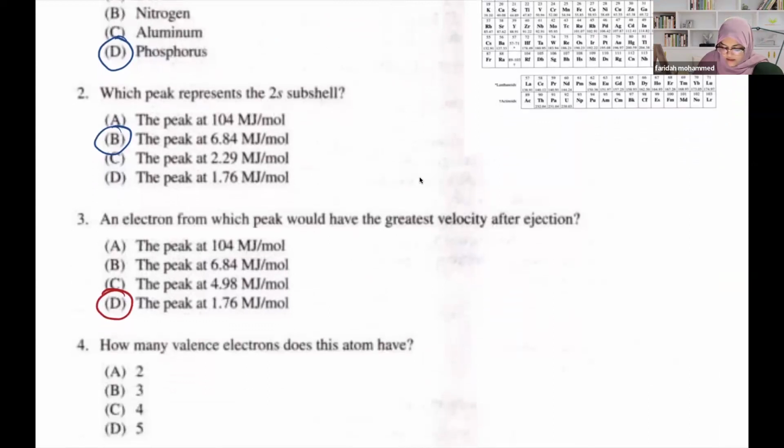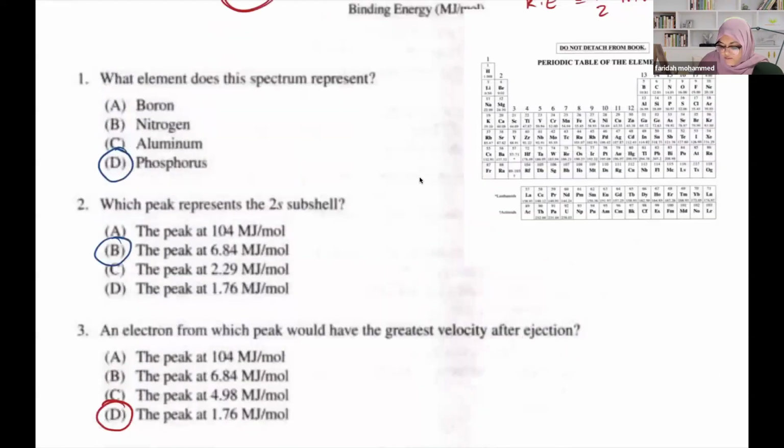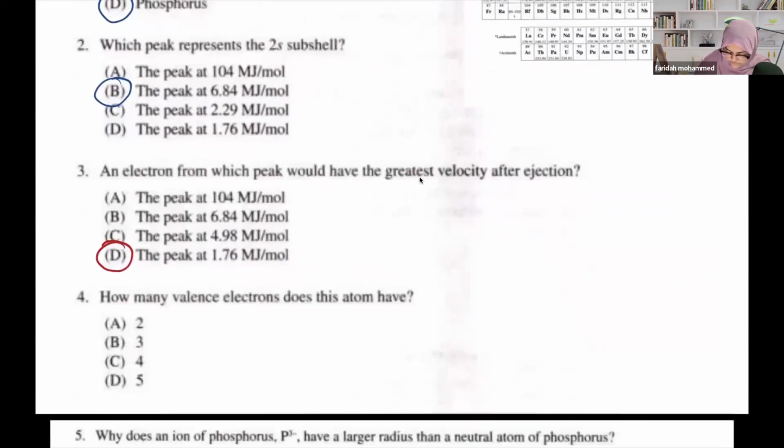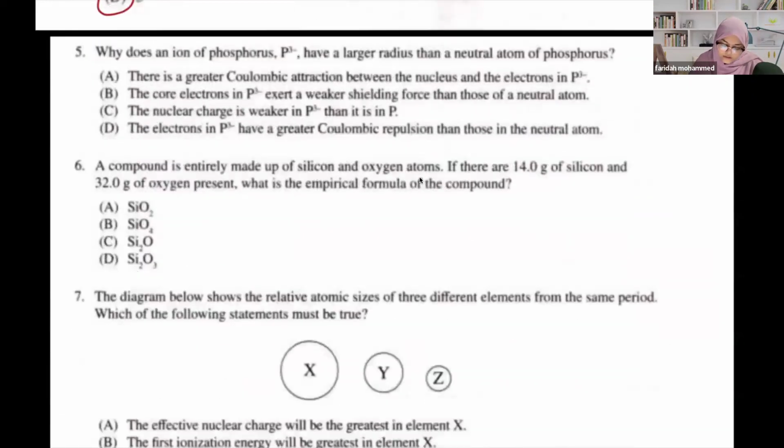How many valence electrons does this atom have? Well, we already figured out what kind of atom it has. So the valence electron would be the outermost shell. So the outermost shell is 3, right? The third principal quantum number. So 2 plus 3 is going to give us 5. Okay, going to the next one.